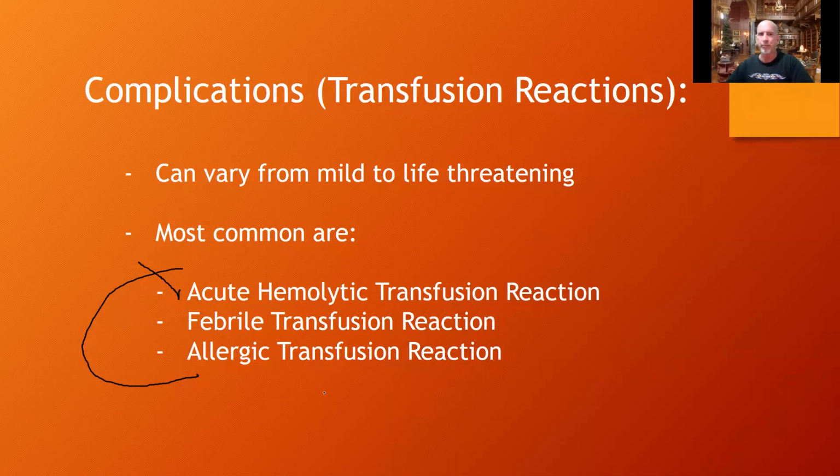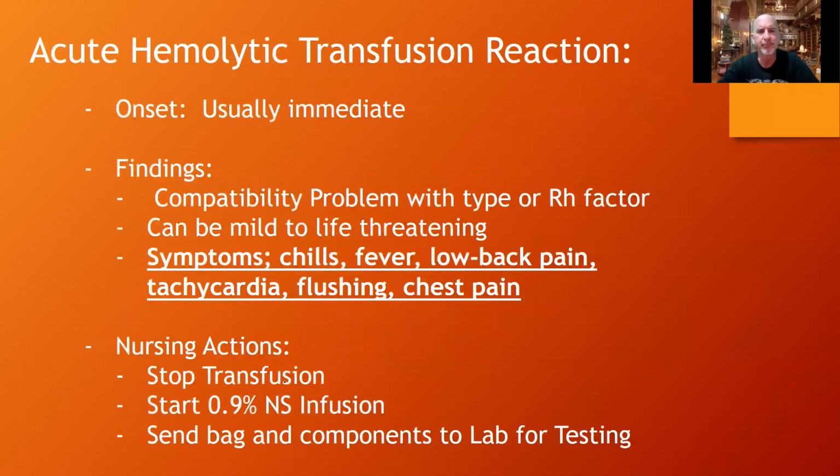Your body starts breaking down the red blood cells. That's bad. We'll go through each of these. First one, acute hemolytic transfusion reaction. Usually it happens right away. And there again, it's a compatibility problem. You're either giving A to a B person, or you're giving Rh positive to an Rh negative person.